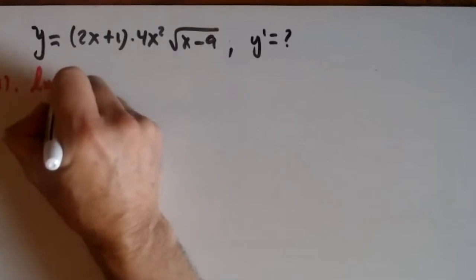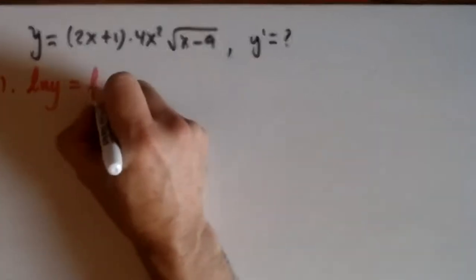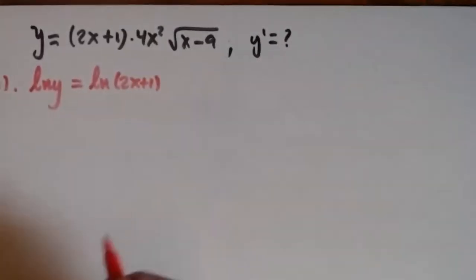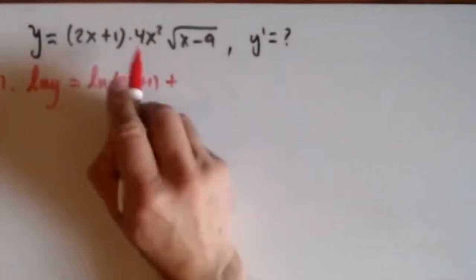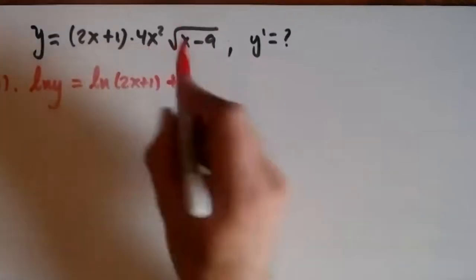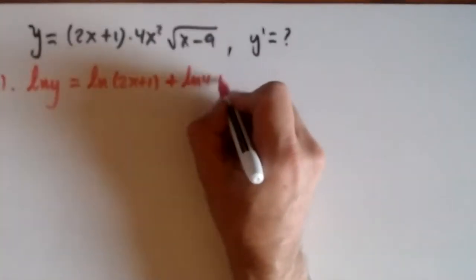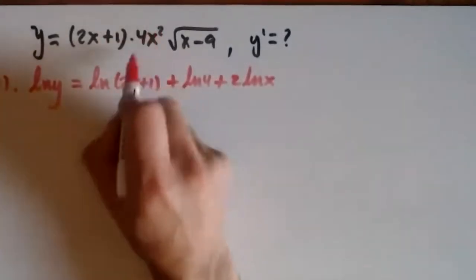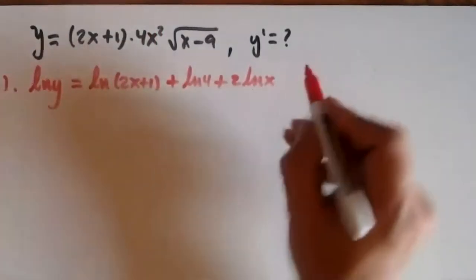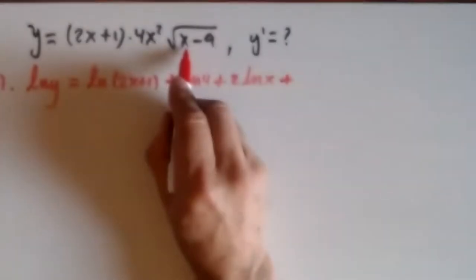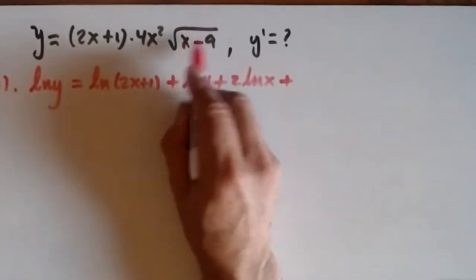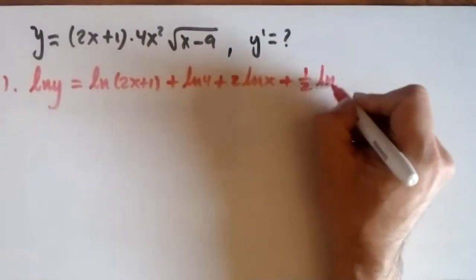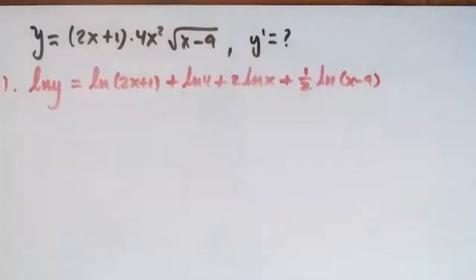So ln y equals ln 2x plus 1, right? Plus this one is a product, so you can do ln 4 plus 2 ln x. Why? Because the power puts the exponent at the front, you know that. And this one is going to be 1/2 because this is the square root. The square root is power 1/2. So you have 1/2 ln x minus 9.